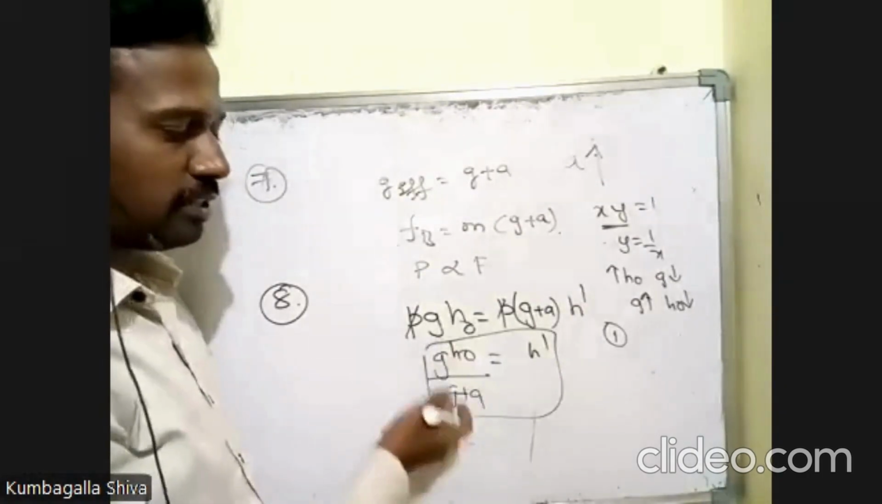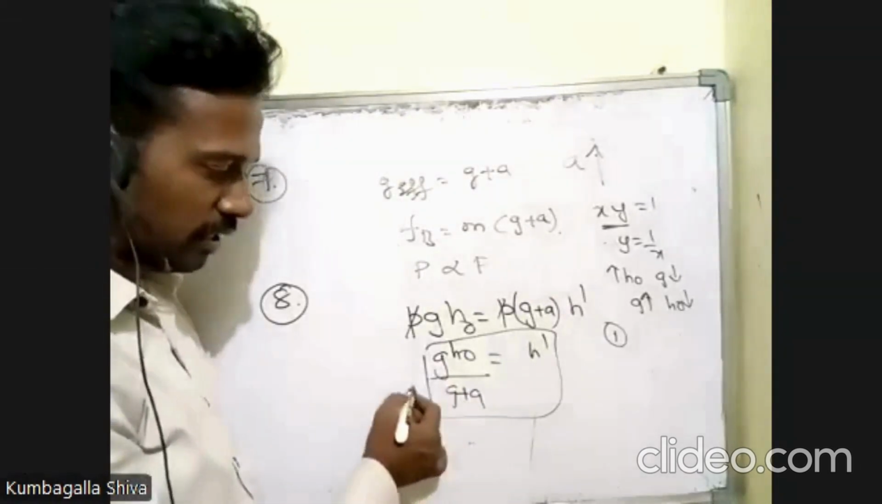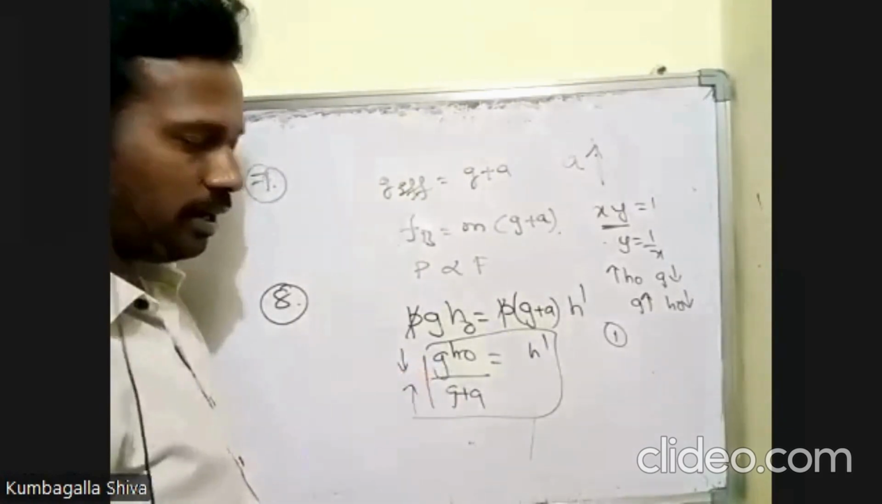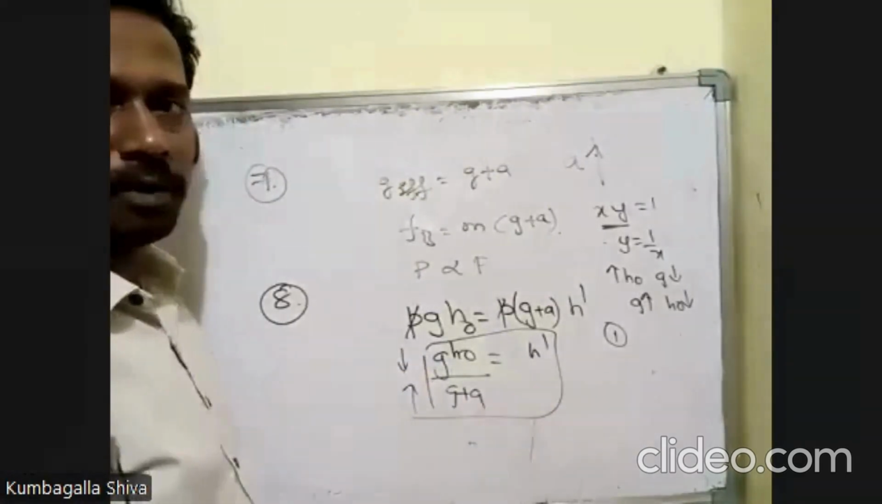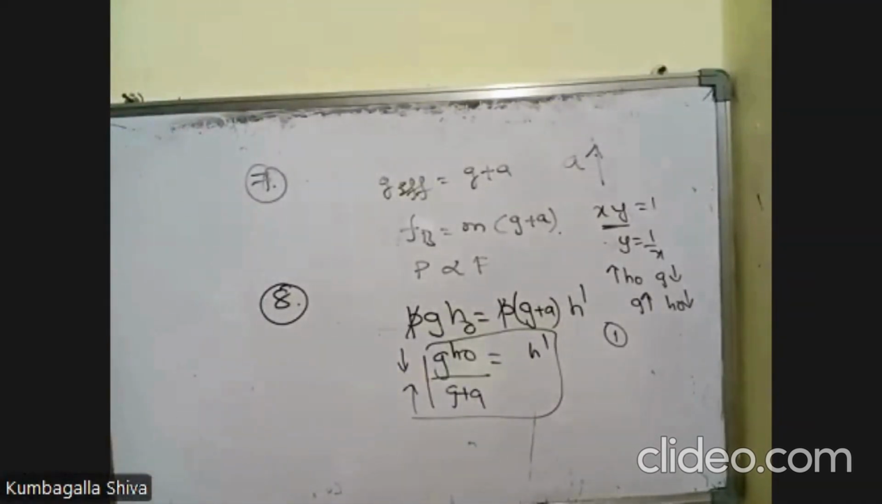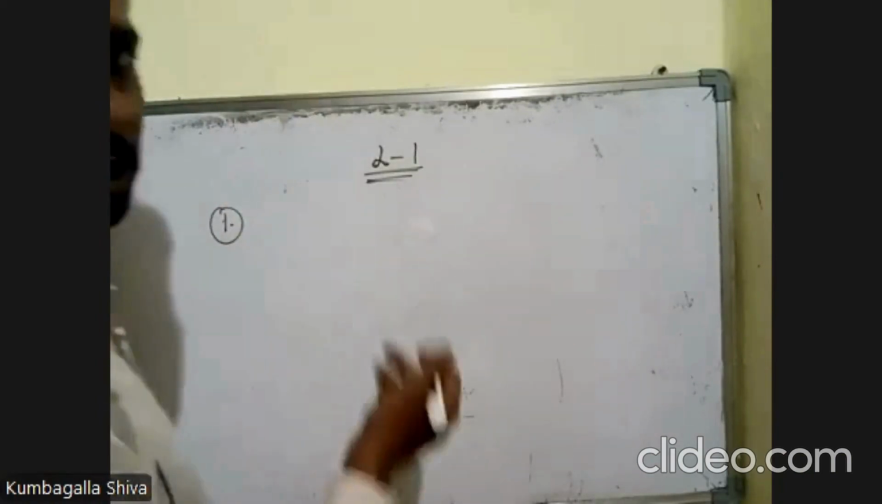Then you will get the answer g h naught by g plus a. In the denominator the value is increasing, so the numerator will be decreasing. Then you can say that the barometric height is h dash, g h naught by g plus a. Clear? First one, the lift is moving with acceleration upwards.